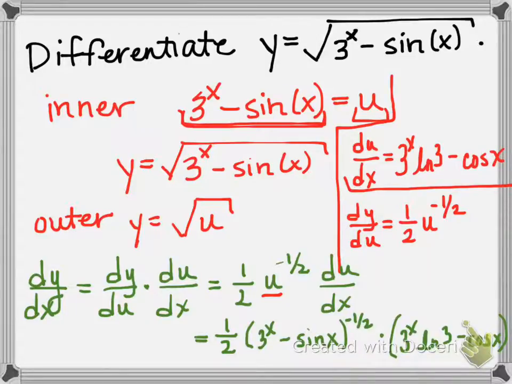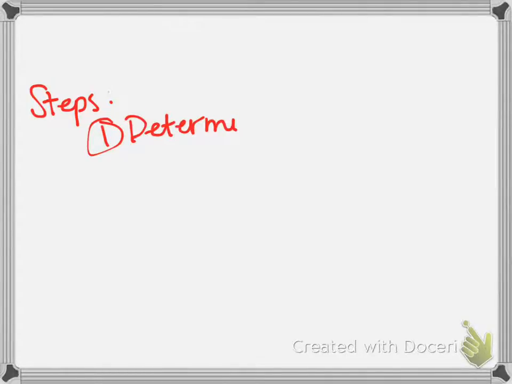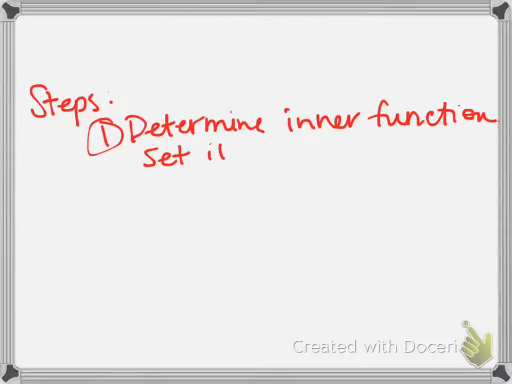So let's really go through the steps one by one of what's happening here. It looks like the first thing we do is we find the inner function and we set it equal to u. Okay, so our steps. Number 1, we need to determine the inner function. And then we need to set it equal to u.